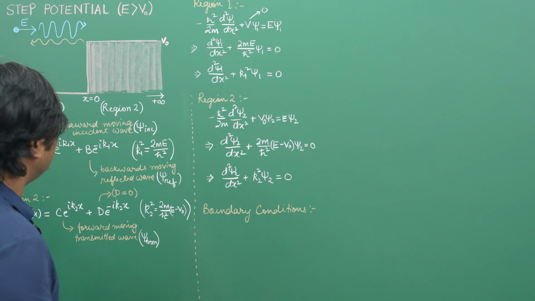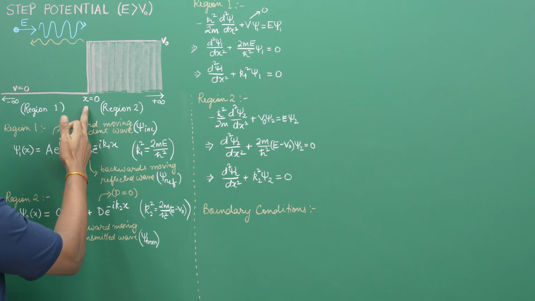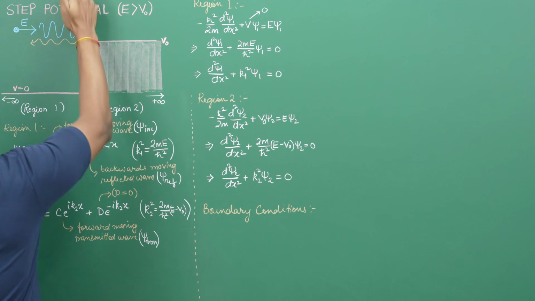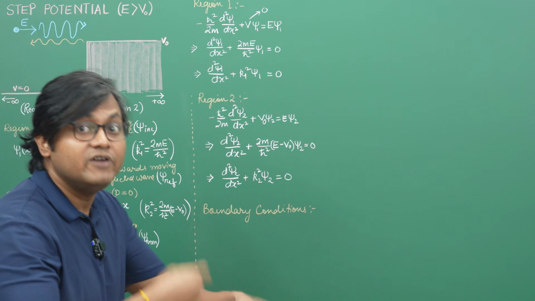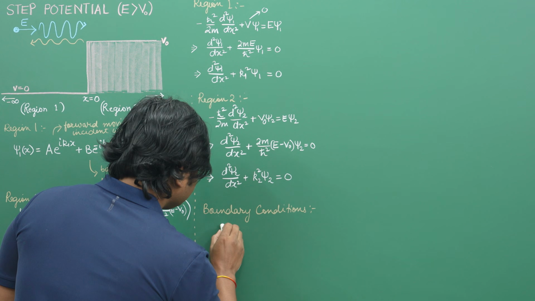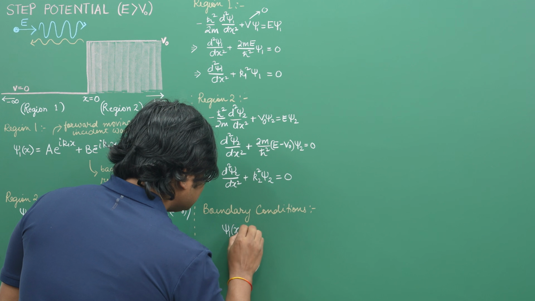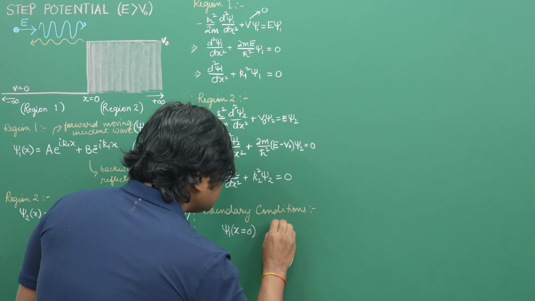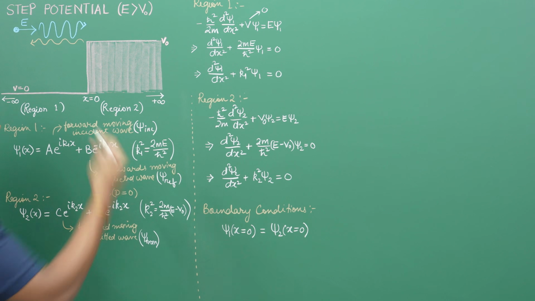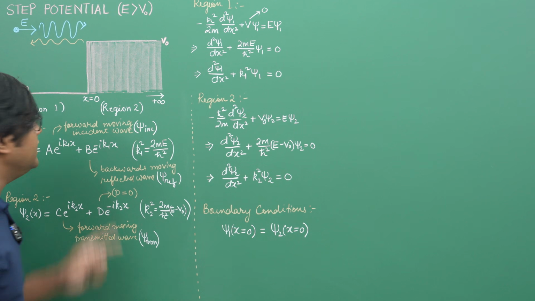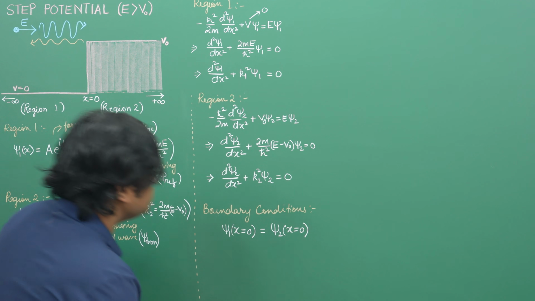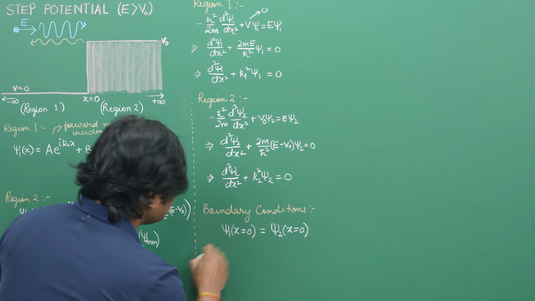We don't want that, which means that we are interested at x is equal to 0. So whatever the nature of the solution here and the solution here, at x is equal to 0 it must be continuous and its derivatives must be continuous, right? So if we take psi 1 at x is equal to 0 and psi 2 at x is equal to 0, they must be continuous. There cannot be a discontinuity at x is equal to 0 because discontinuities are not allowed for acceptable wave function solutions.